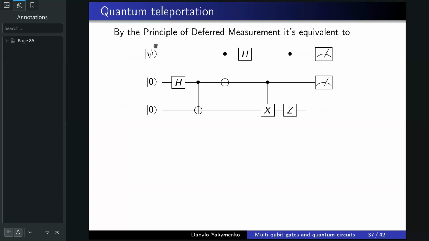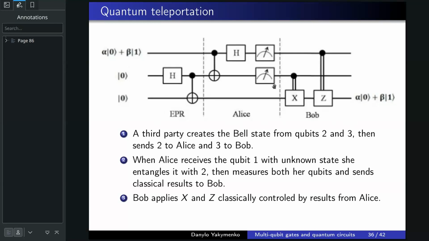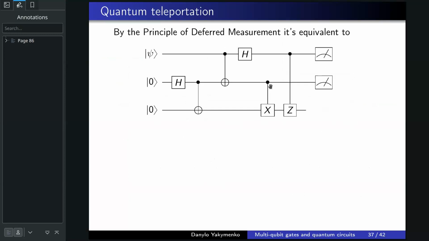I will use the principle of deferred measurement that I talked about before. By this principle, this classically controlled operation can be substituted by this operation. So at first we apply a quantum controlled version of the X gate, and then measure, and again we apply this quantum controlled operation, and then measure. So this is an equivalent circuit.